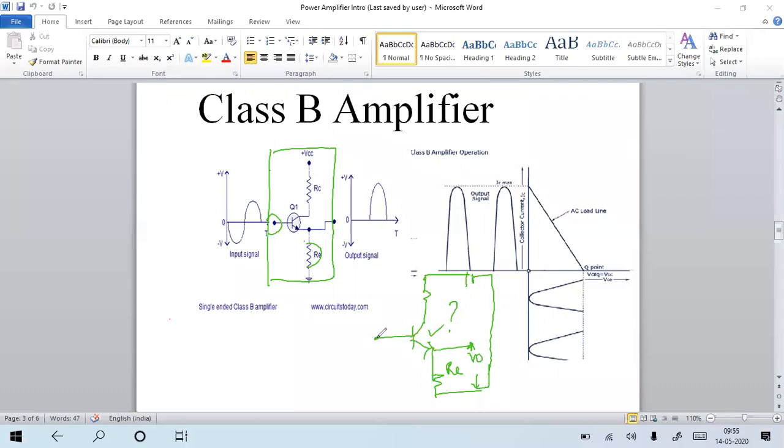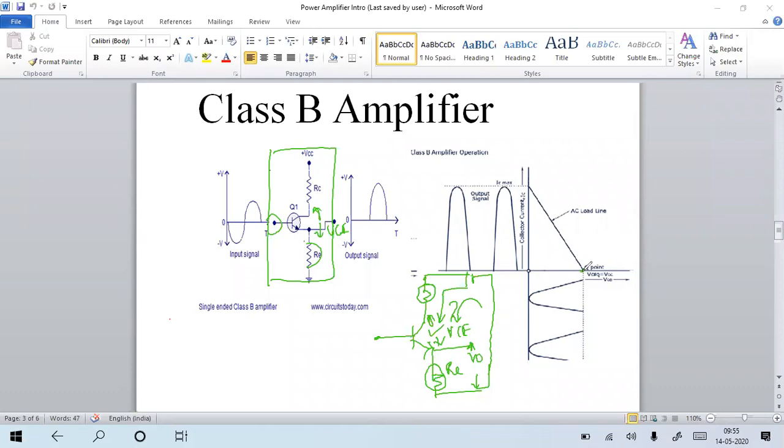If the transistor is operated in the cutoff region, what should be the output voltage? There is no current flow. Output voltage means the voltage across the collector to emitter terminal. If you apply KVL, there is no current flow, which means the current through this resistor is zero. So what is the output voltage? Our output voltage VCE equals VCC.